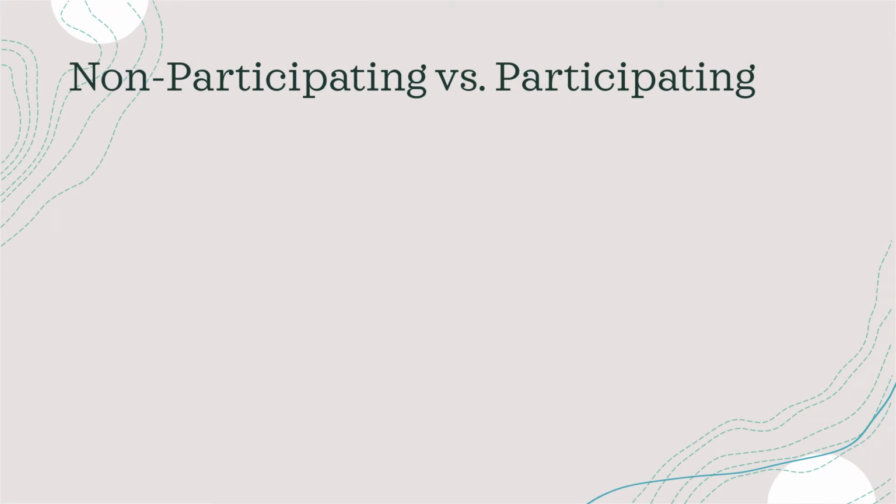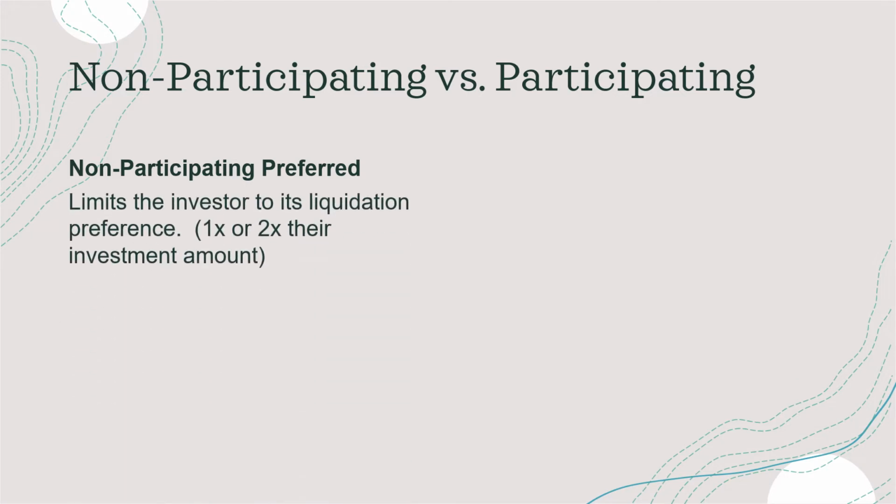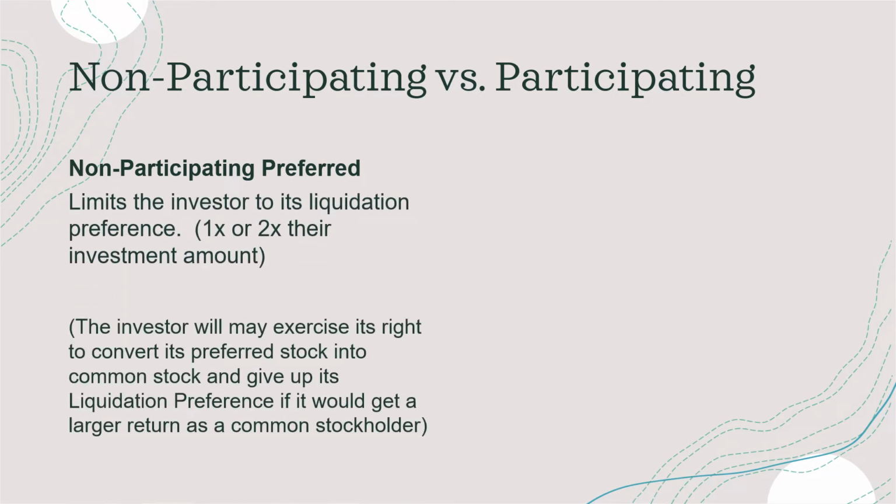First, and most desirable on the company side, is non-participating preferred. In this scenario, the investor's distribution is limited to the amount of its liquidation preference, a 1 times their investment amount or 2 times the investment amount, and so on.